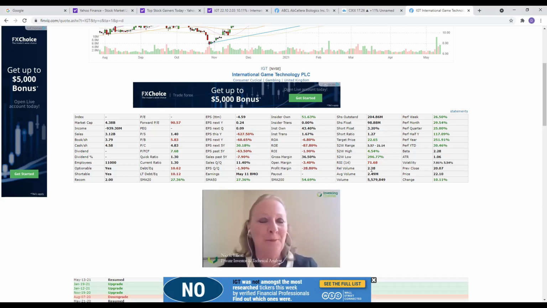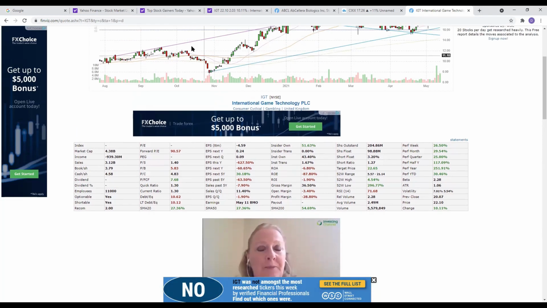Okay, so the relative volume is over number 2, so it meets one criterion. It meets the second criterion. And it meets the third criterion in terms of the float. Let's look at the reason. Is there a good reason for the stock to move?